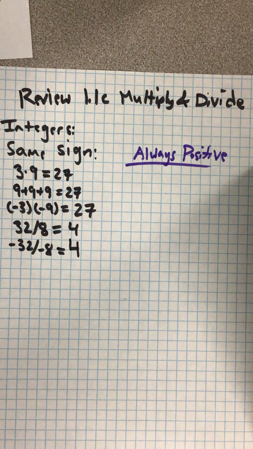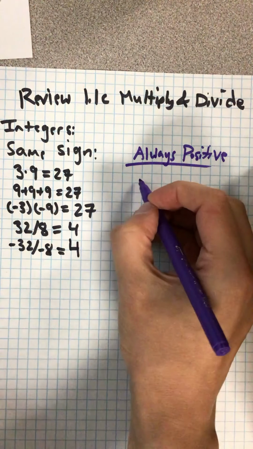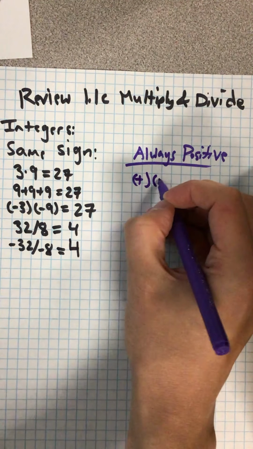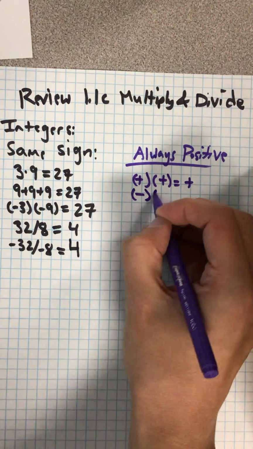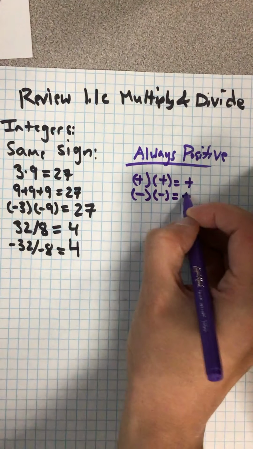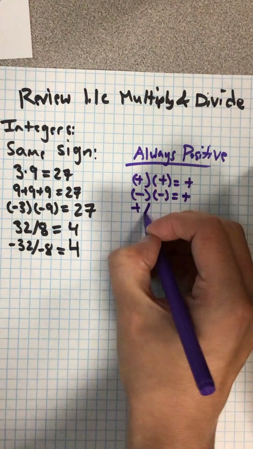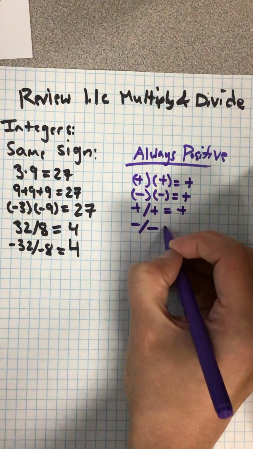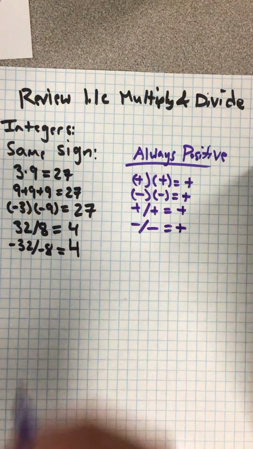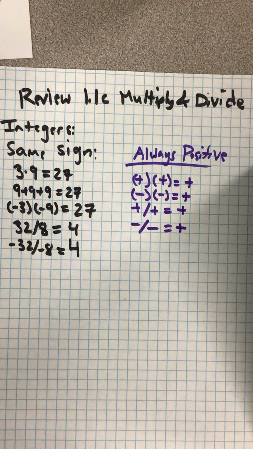So, if we go ahead and look at what we've seen so far, and we were to put this into some rules, plus times plus equals plus. Minus times minus equals plus. Plus divided by plus is also a plus, and minus divided by minus is also a plus. So anytime the signs match, the result is always positive.